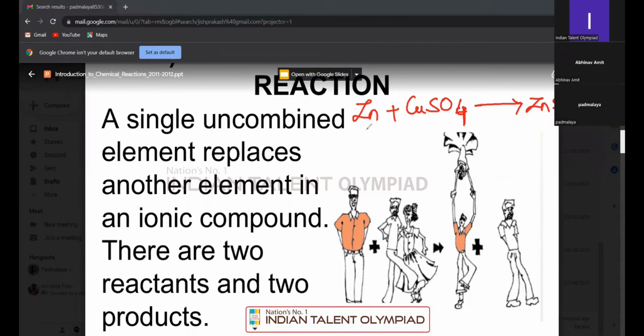Here you can see that I have taken the metal zinc in its free state and made it react with copper sulfate. Soon it got converted into zinc sulfate and copper. Here zinc has taken the place of copper by kicking out copper. Now, another thing: I take copper and make it react with zinc sulfate.